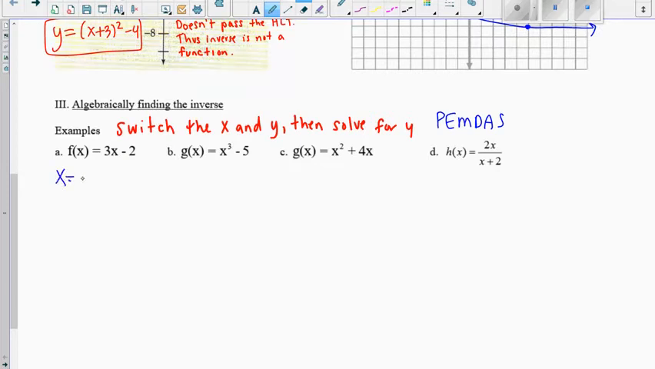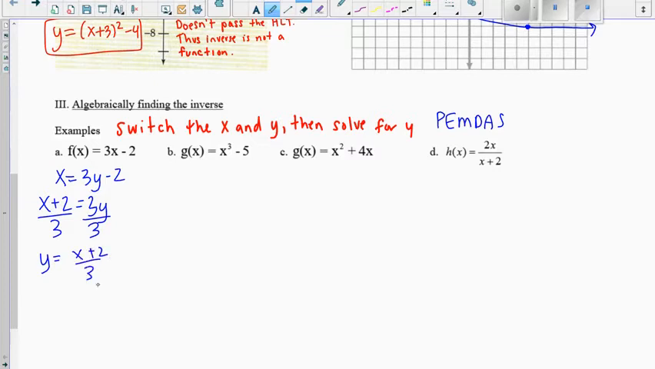So I get x is equal to 3y minus 2. The next step would be to do the order of operations backwards. So I want to add that 2 to the other side to get it away from the y. And then the last step would be to divide both sides by 3. So now I get y is equal to (x plus 2) over 3.